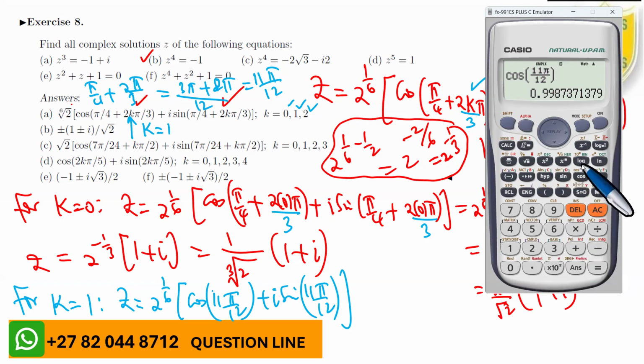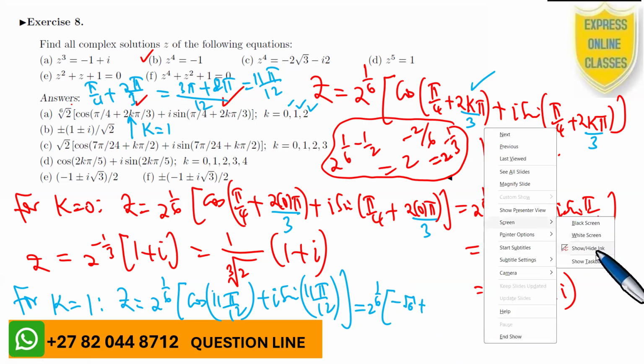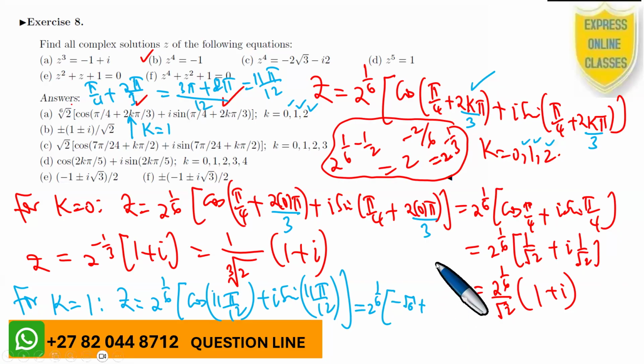Now, the calculator is in degrees, so I need to change it to radians. Just 1 minute. So degrees, radians, let me put it in radians. Which means the cosine of 11 pi over 12 is exactly minus the square root of 6 plus the square root of 2, over 4.